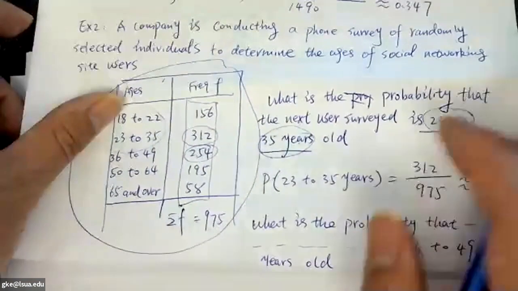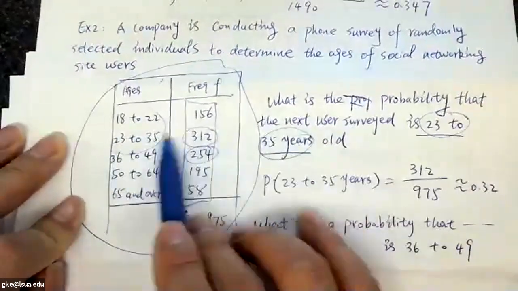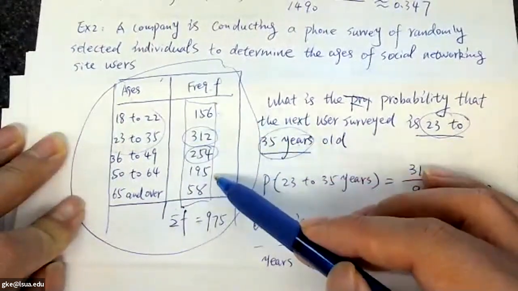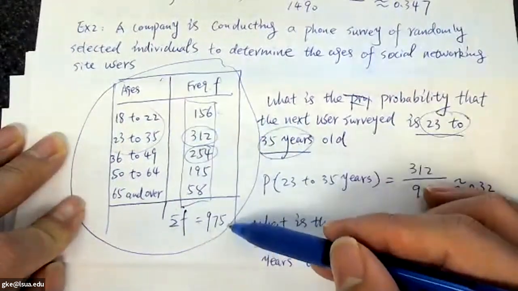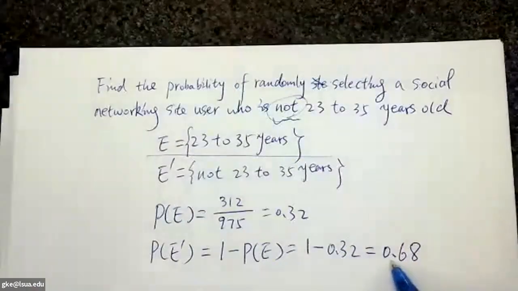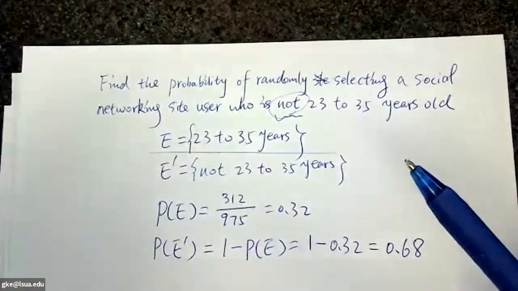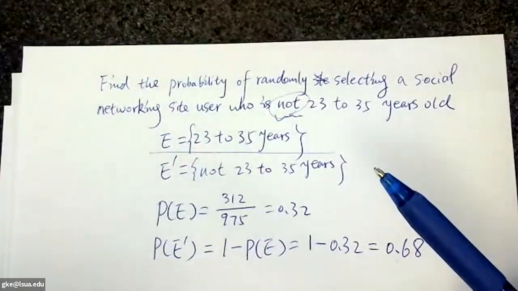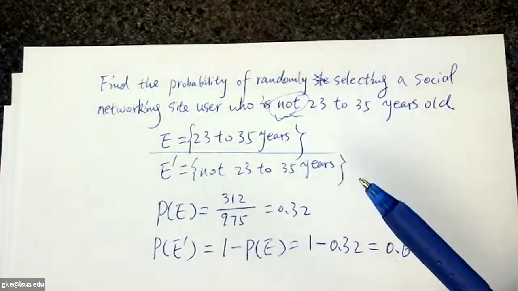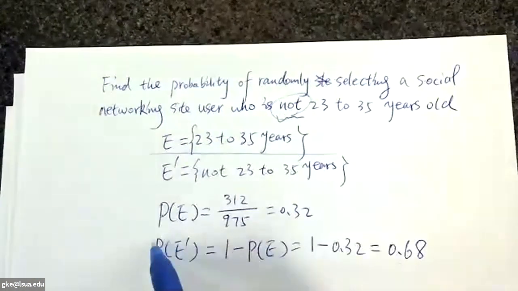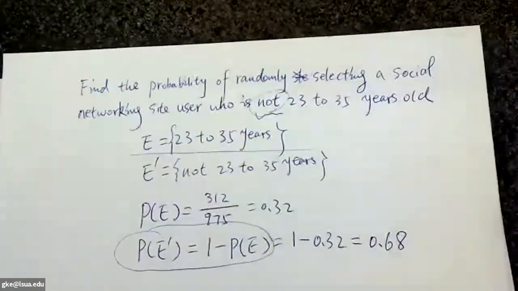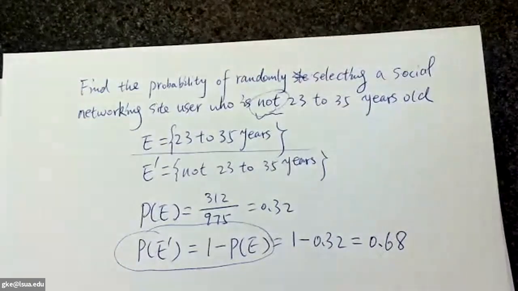Okay, that's it. Or you can use the method we learned previously: if not, that means we add this one, this one, this one, this one, then divide by 975. You're going to get the same answer. But here I want you to use the property of complement, this formula. Now I'm going to give you another example.